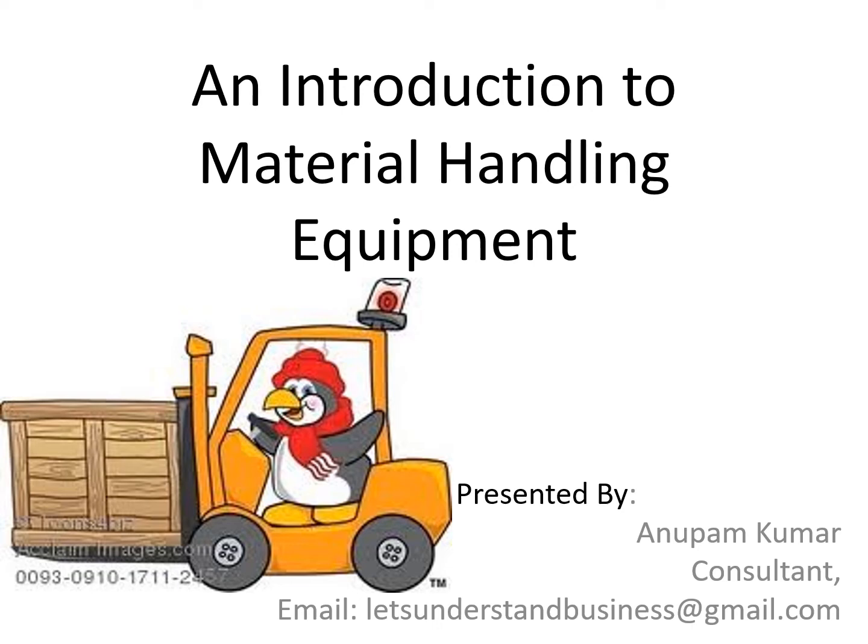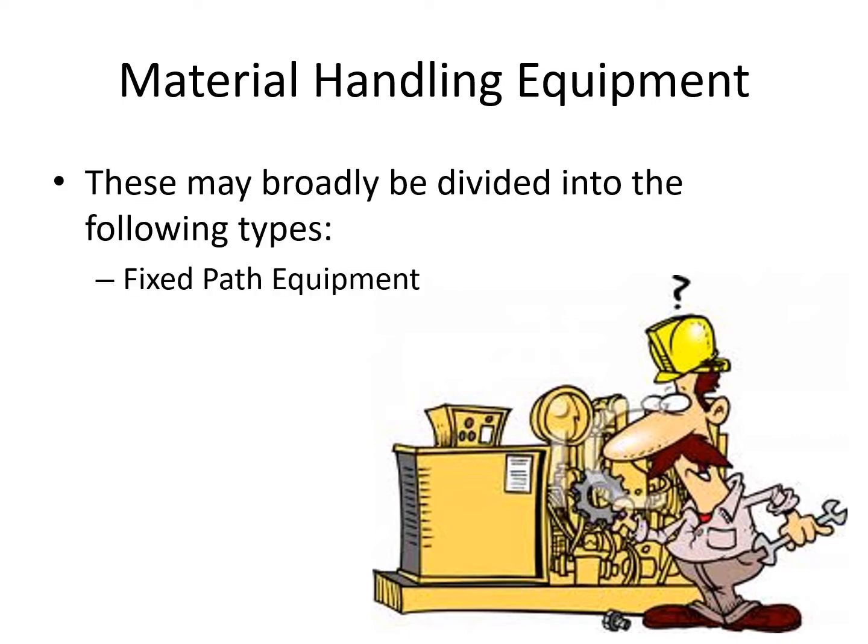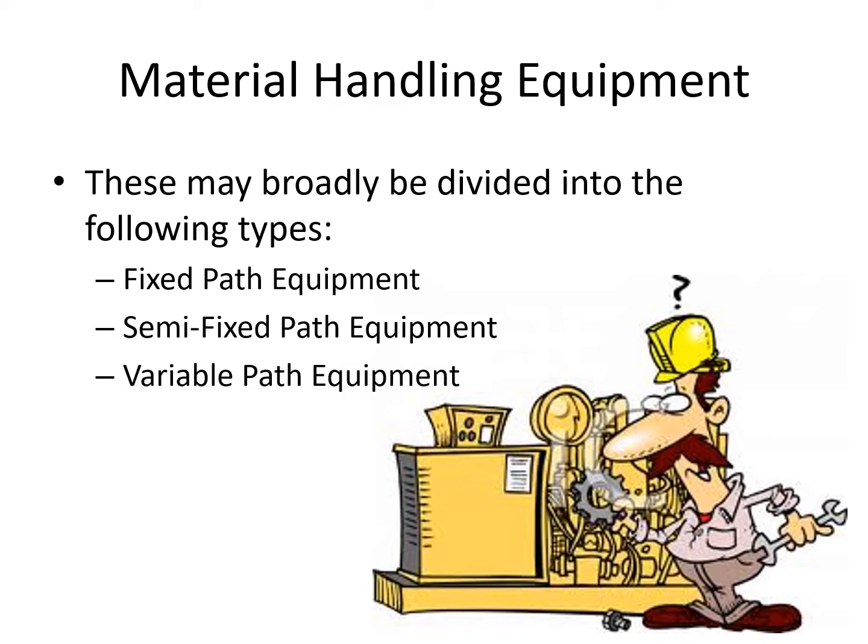Hi, let's understand business. In this session, let us have a look at various material handling equipments. When it comes to material handling, the material handling equipments may broadly be divided among fixed path equipment, semi-fixed path equipment, variable path equipment, and accessories. Let us have a look at each one of these separately.